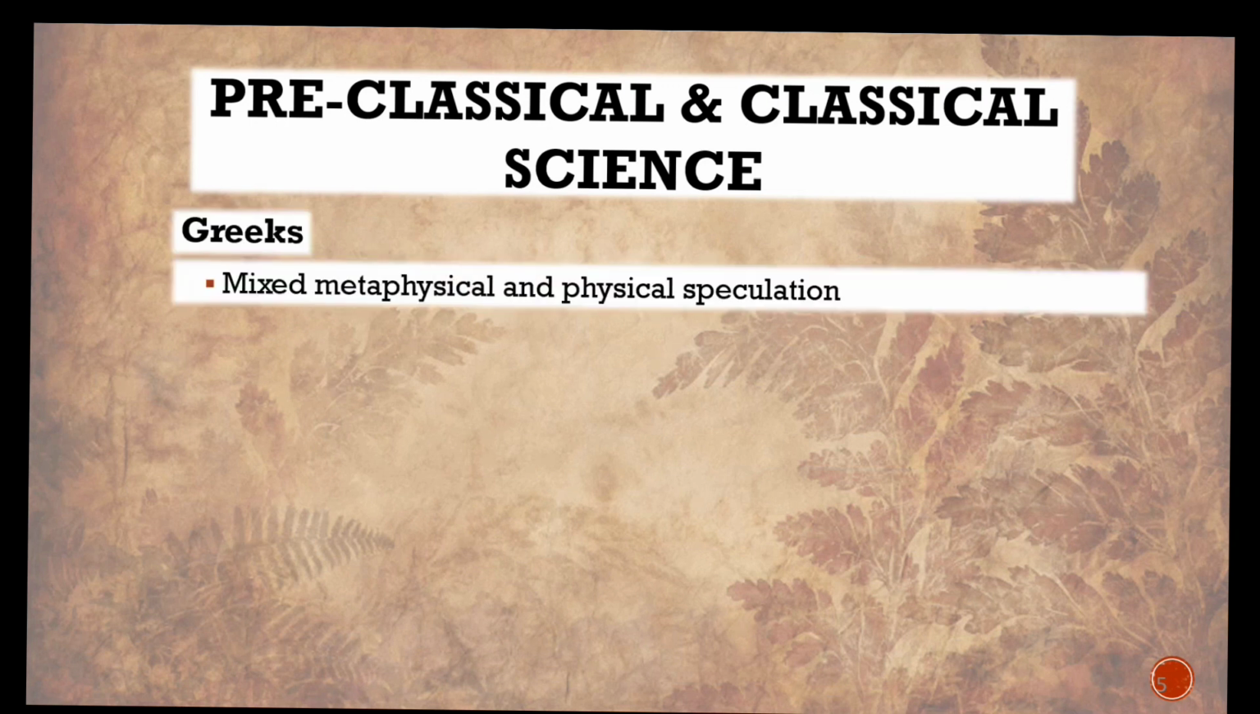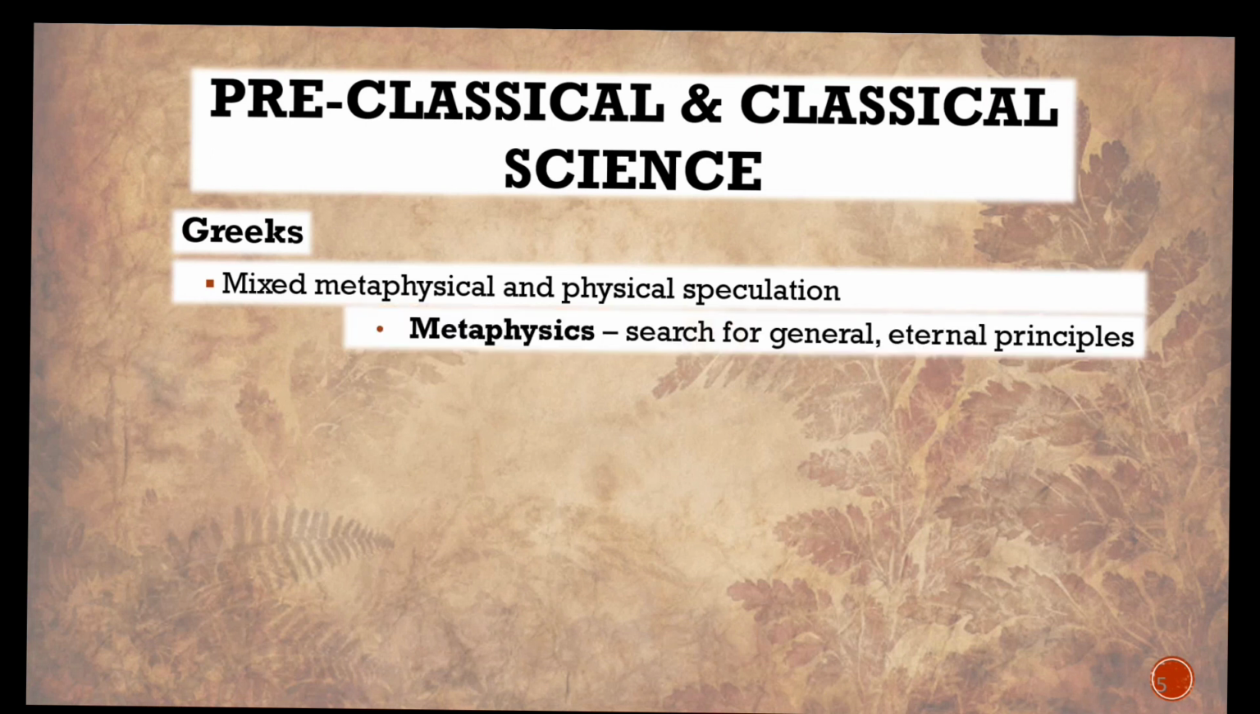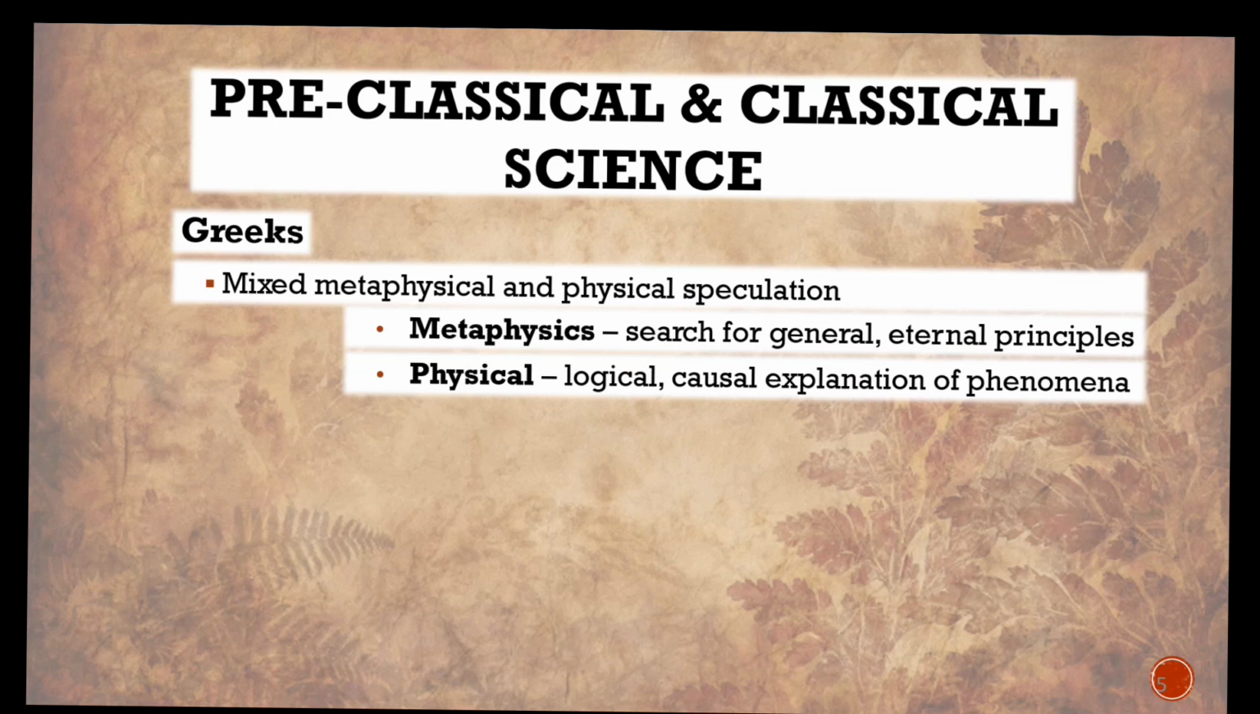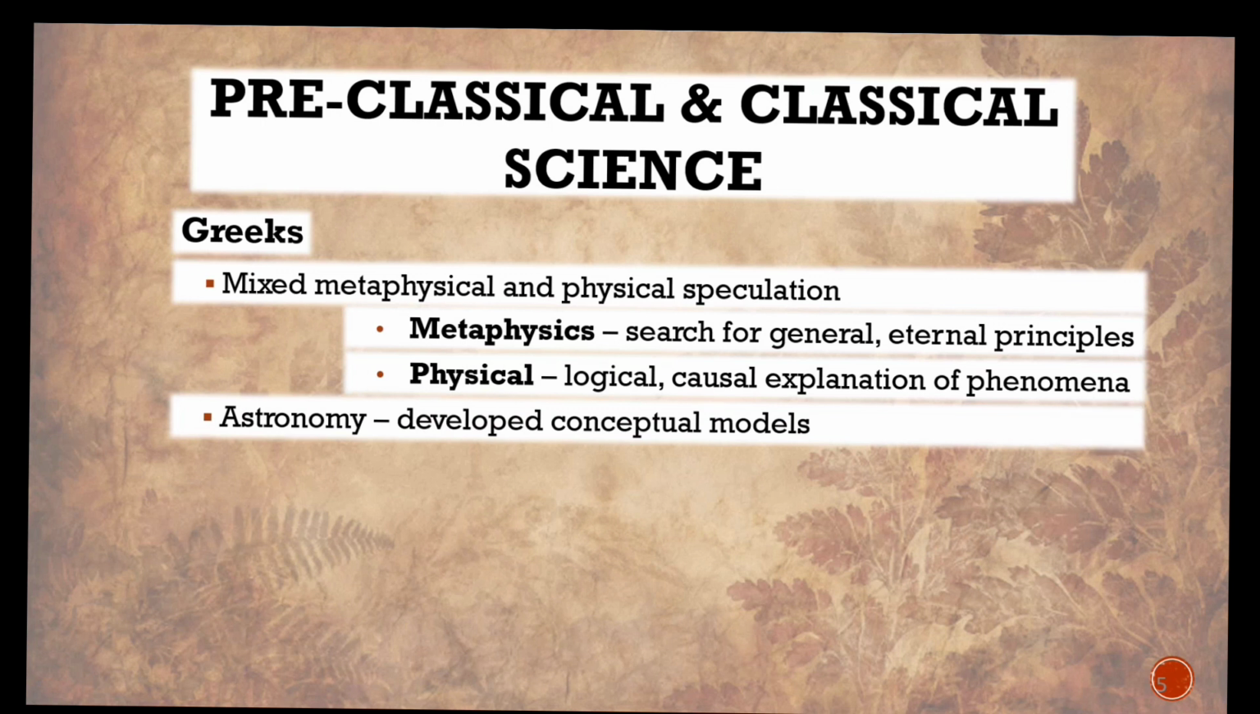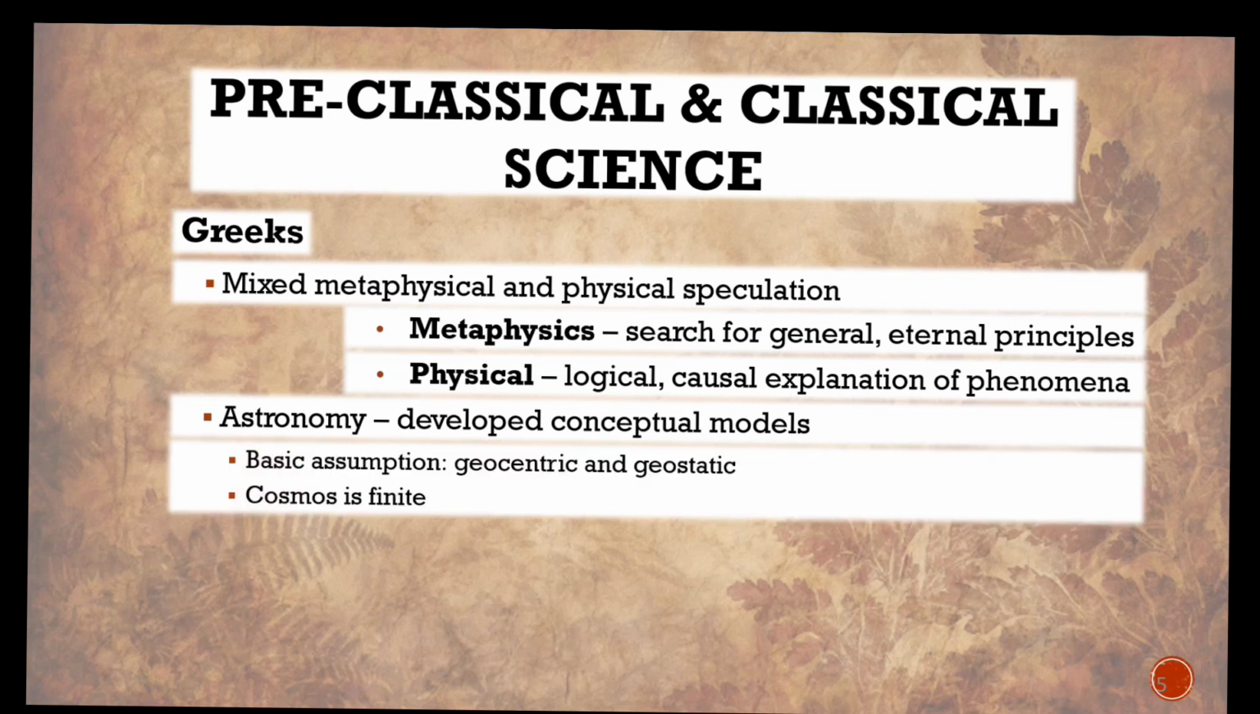For the Greeks, it is a mixed metaphysical and physical speculation when it comes to the science. They do have metaphysics, which is the search for general and eternal principles. Physical, so it is logical, causal explanation of phenomena. For astronomy, they developed conceptual models. Basic assumptions: geocentric and geostatic, cosmos is finite. Actually, we do have these conceptual models later.